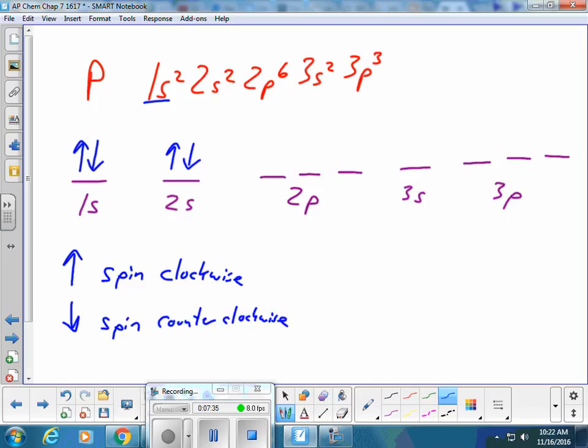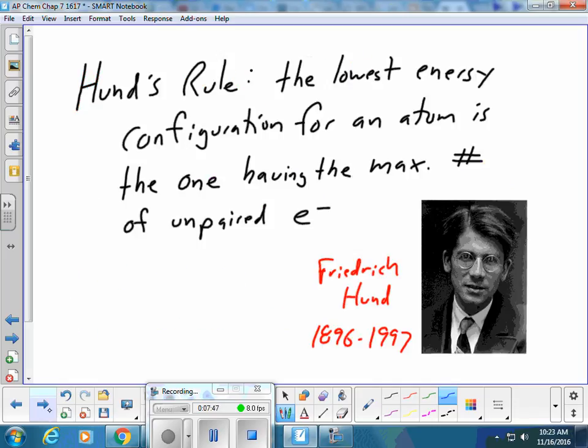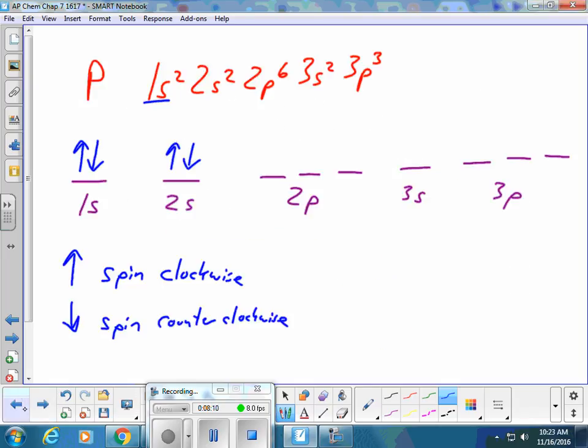We're going to take a look at what's called Hund's rule, developed by Frederick Hund, who lived from 1896 to 1997. It says the lowest energy configuration for an atom is the one having the maximum number of unpaired electrons. So we're looking here to have the maximum number of unpaired electrons. Well, if I go back to this right here, we have a pair of electrons, and right here we have a pair of electrons. So we will apply Hund's rule to our electron configuration.